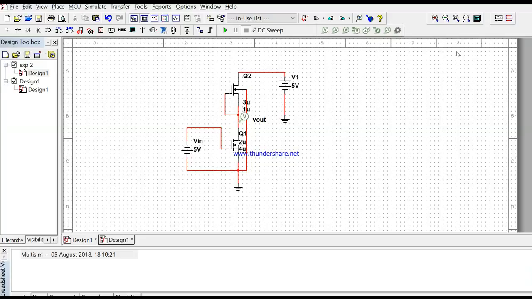We have advantages of depletion load, so let us discuss it. Depletion load inverters have good noise margin. VTC curve of depletion load inverter is very close to the ideal inverter curve. And manufacturing of MOSFET is somewhat easier than resistor, hence we use the depletion mode inverter.